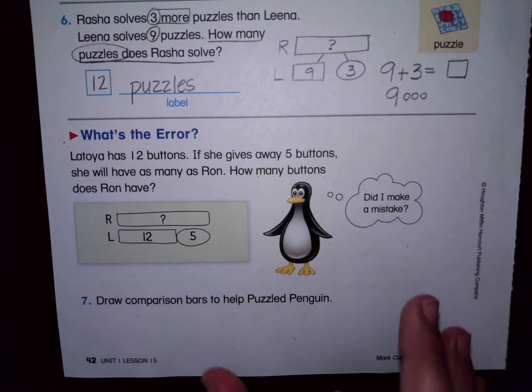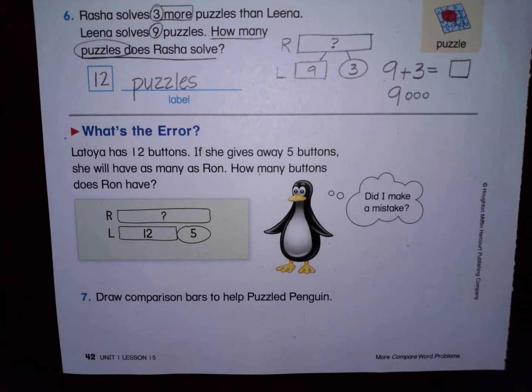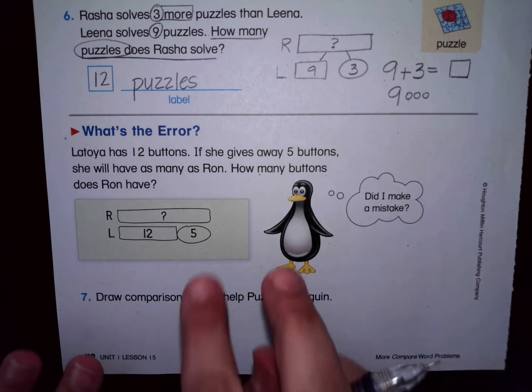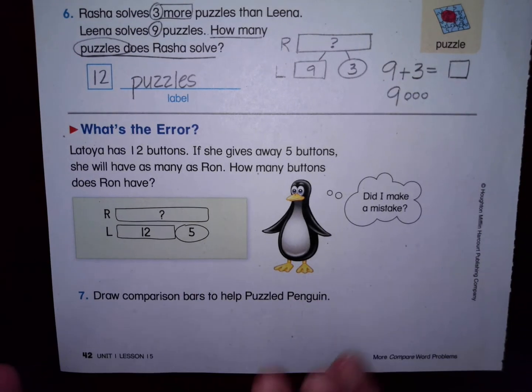Let's go ahead and see what Puzzle Penguin did. So it says Latoya has 12 buttons. If she gives away 5 buttons, she will have as many as Ron. How many buttons does Ron have? So let's go ahead and we're going to ignore what Puzzle Penguin did, and we are going to solve this as we normally would, and then we're going to see what mistake he made.